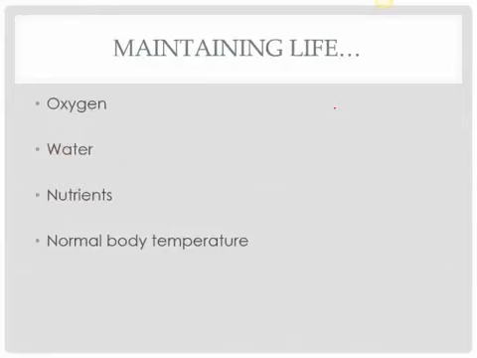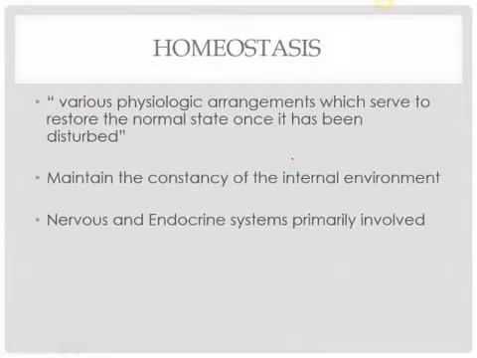So I won't go into too much detail on each one of these, but we'll be discussing normal body temperature when we discuss something known as homeostasis. So remember, I told you, if the organ systems did not work well with one another, homeostasis was disturbed. Homeostasis is maintaining the internal environment of the body at a constant level.